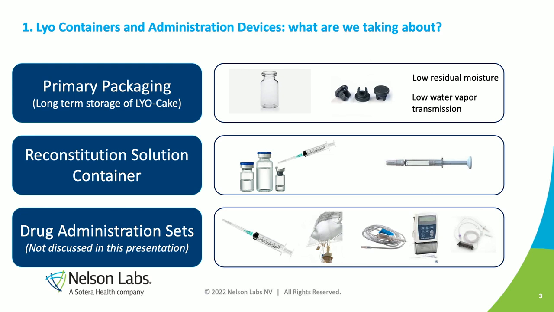The second category are the containers that hold reconstitution solution. And although the reconstitution solution doesn't contain any API, the E&L qualification will follow the same approach as for any other parenteral drug product, which is a liquid drug product. The third category are drug administration sets to administer the reconstituted solutions to the patient. This can be a disposable syringe or an IV bag, or a pump system with administration tubing set.